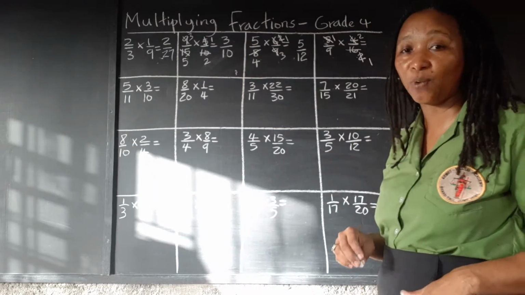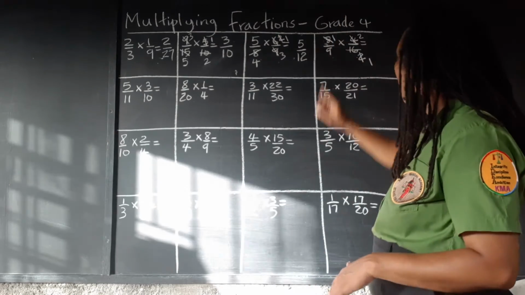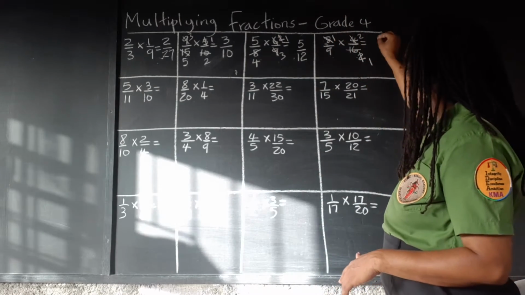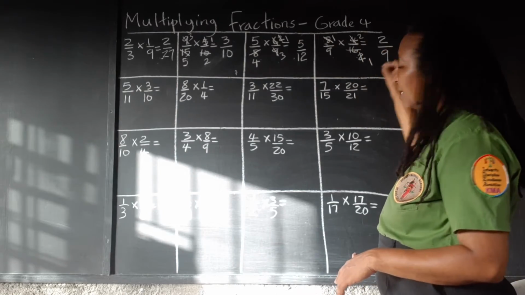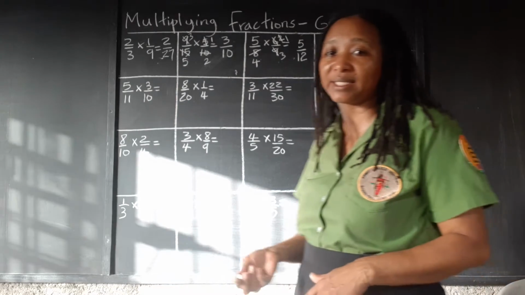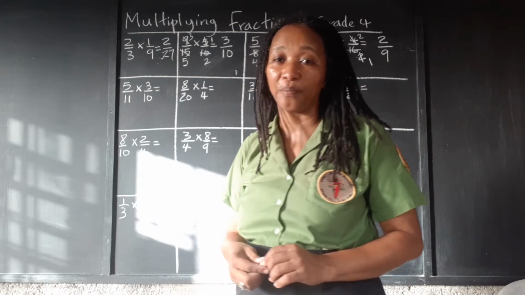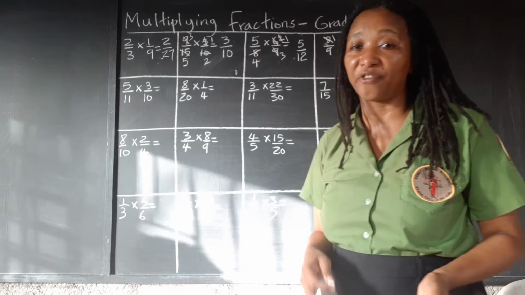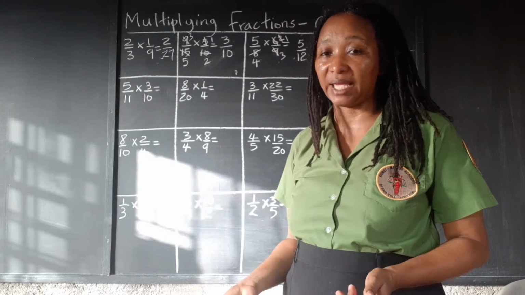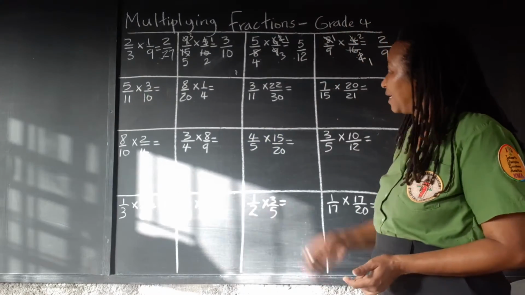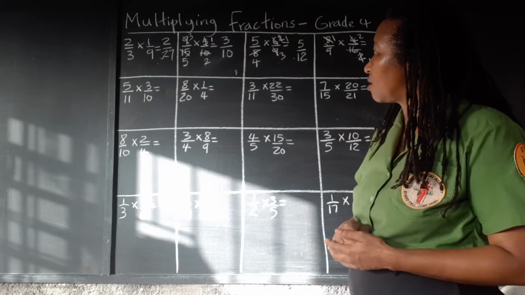So finally what I have is 1 times 2, which is 2, and 9 times 1, which is 9. So 2/9 is in its simplest form. It cannot be reduced any further. So the final answer is 2/9. Alright, so we're done with the first row.